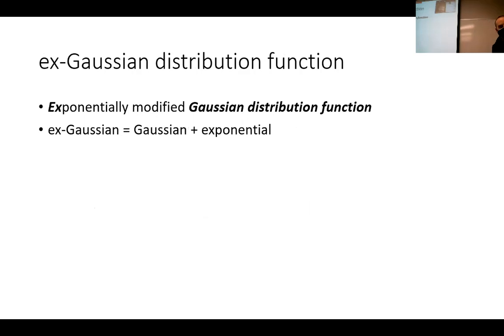Okay, so what is the ex-Gaussian distribution function? The name ex-Gaussian is short for the exponentially modified Gaussian distribution function. So this is a normal distribution function, the one we know and love, and an exponential function, and we're basically adding them together. The math is literally take the Gaussian distribution, add an exponential distribution, and that gives you the ex-Gaussian distribution function. And this is what it looks like.